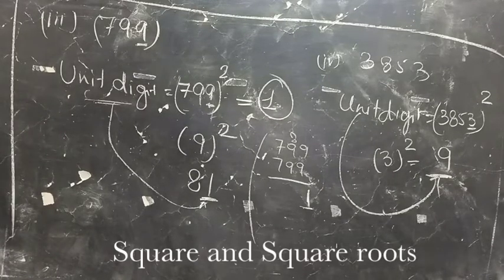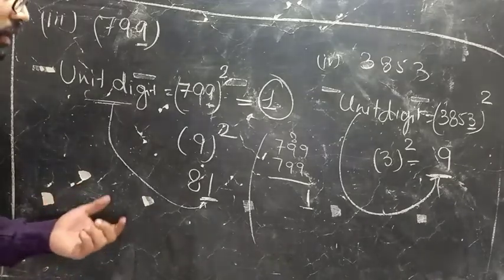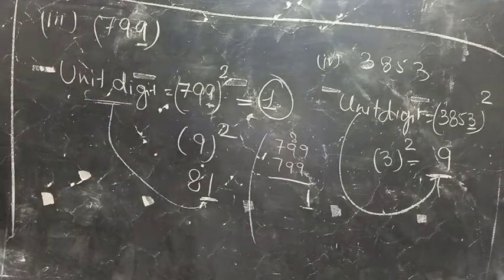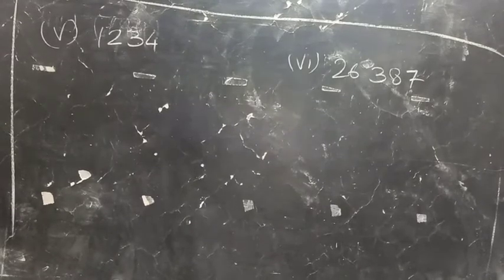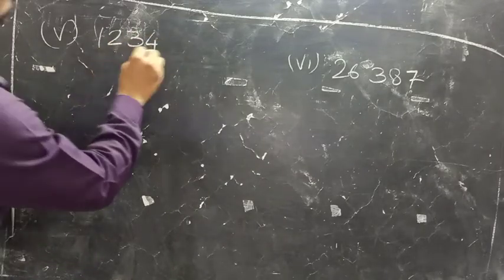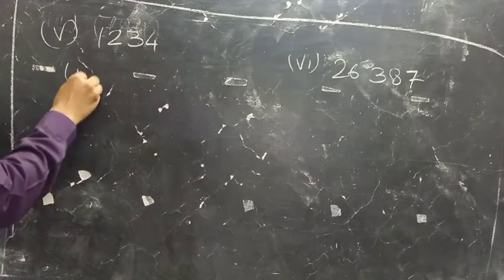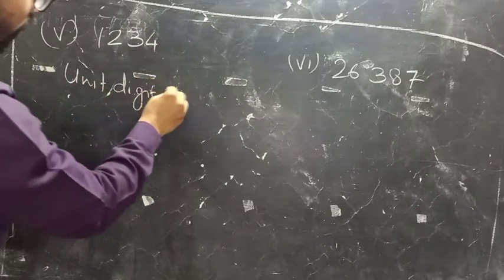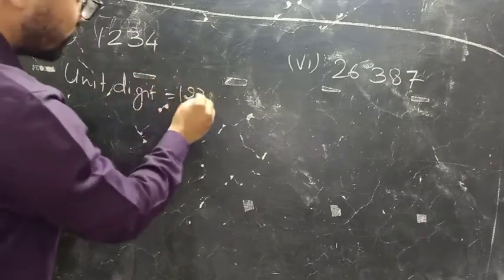I hope this is clear to you, how to calculate the unit digit of any number. Now the other two examples are, unit digit of the square of 1234.